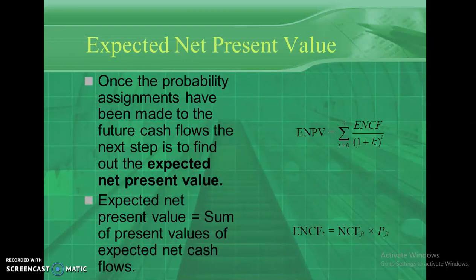Using this probability concept, you can calculate the expected net present value. How will we calculate that? Expected net present value is the sum of the present value of expected net cash flows. So how do you calculate the expected net cash flows? It is nothing but the probability times the cash flow, that is known as expected net cash flows. Then you calculate the present value of the expected net cash flows. So this is the formula: net cash flow into probability is known as expected net present value of the cash flows.